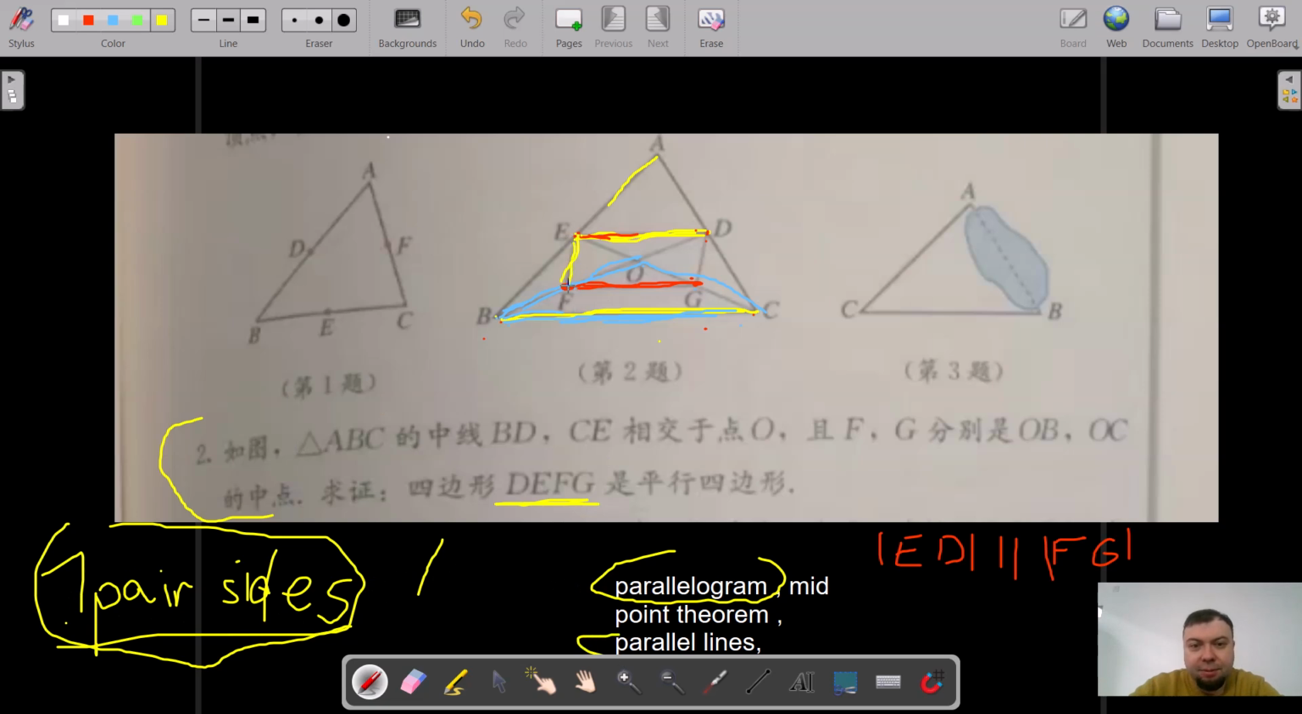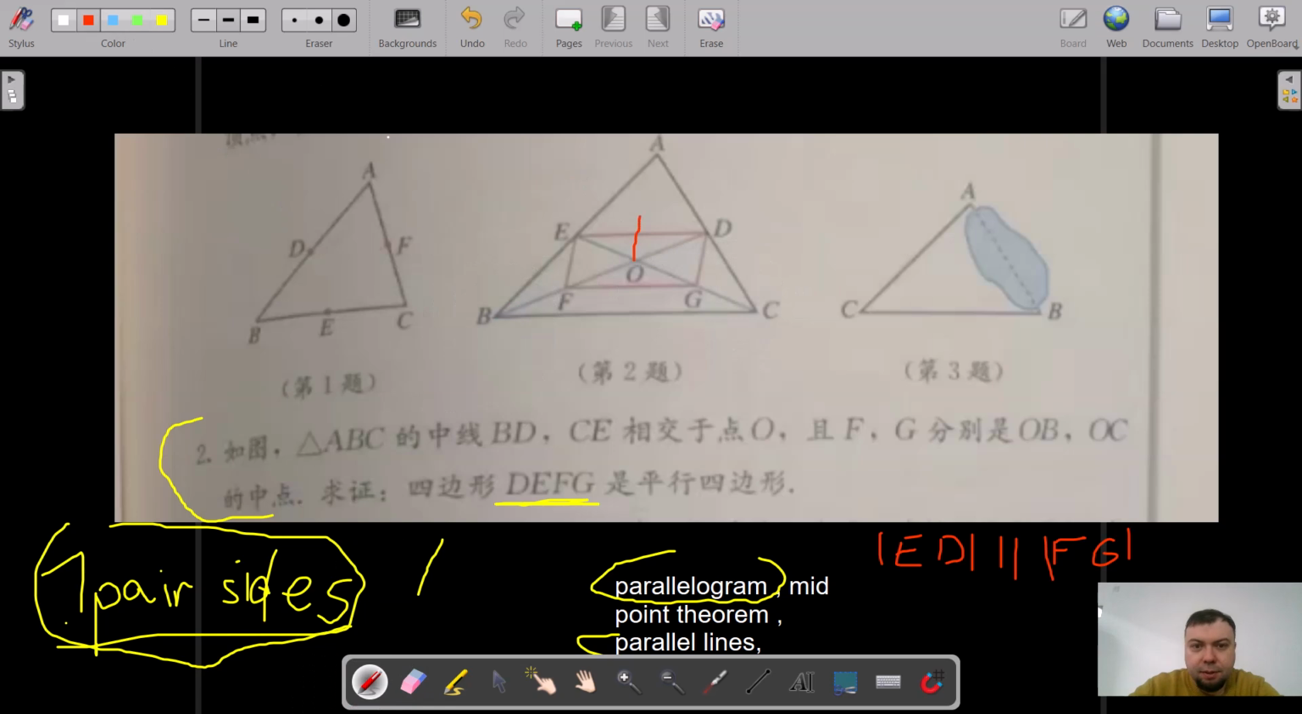But also EF and DG are parallel. So all of the sides are parallel to each other. But how do we know that EF and DG are parallel? How do we know about it? This one is also parallel. You need to draw a line. If you draw a line, okay, maybe now I will erase it. There's too much here. So let's draw a line.